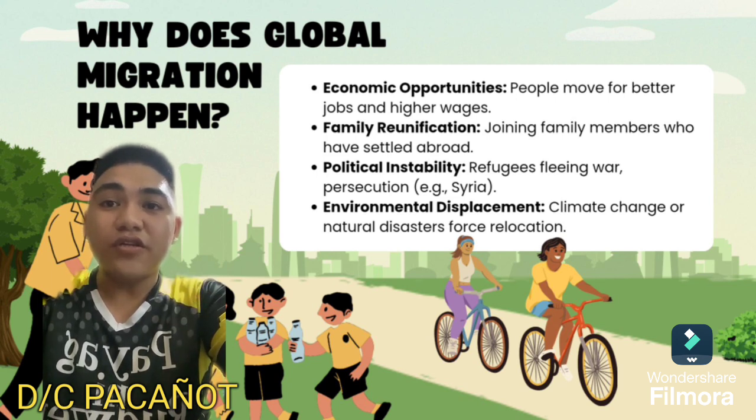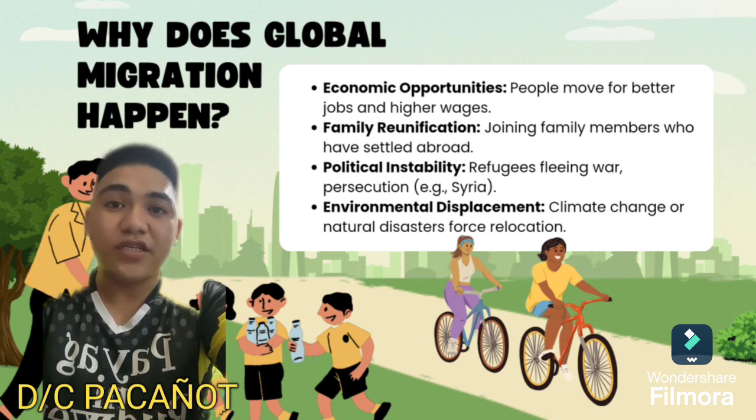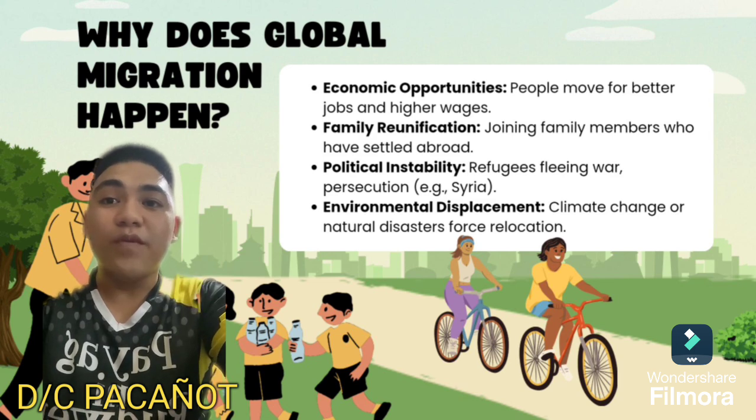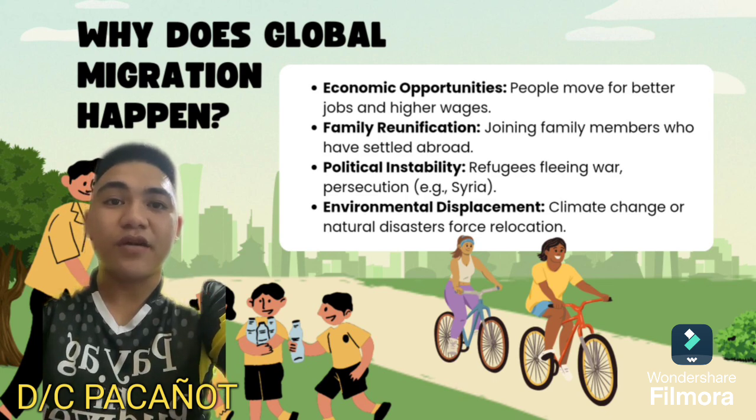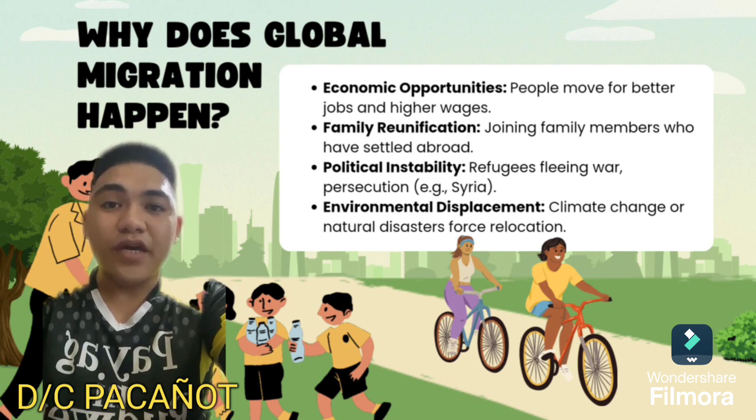Second one, social reasons. Family reunification is a significant driver, where people move to join relatives who have already settled abroad. Third one is political reasons. Conflicts, persecution, and political instability can force people to flee their home countries. Examples include refugees from Syria and Venezuela. Environmental reasons. Climate change and natural disasters like floods, droughts, or hurricanes can displace people, pushing them to move elsewhere.